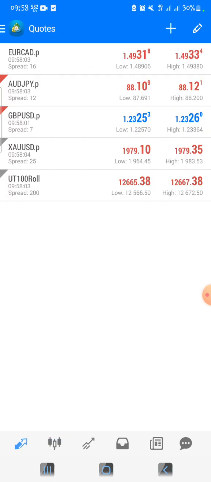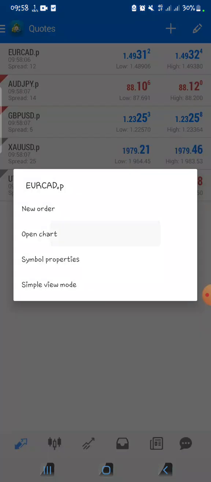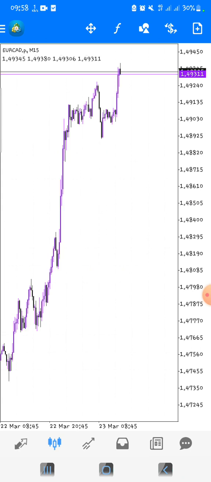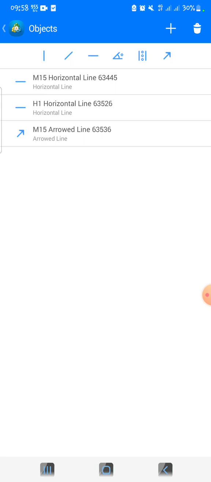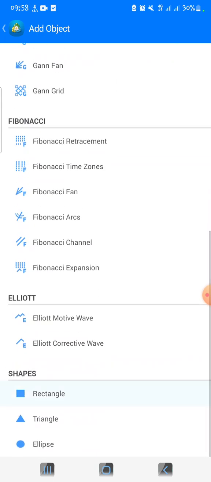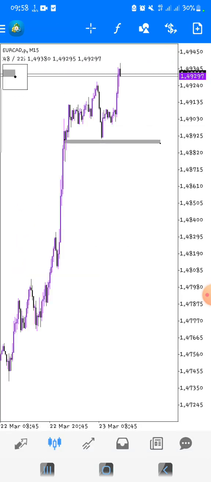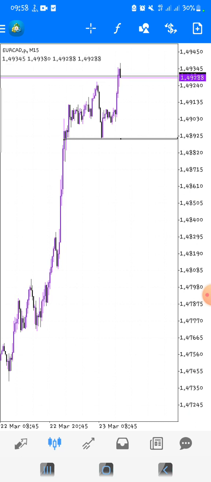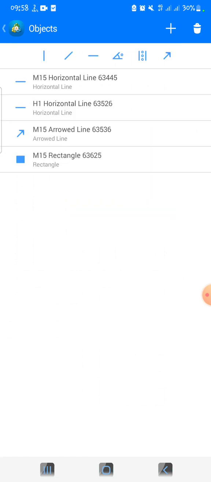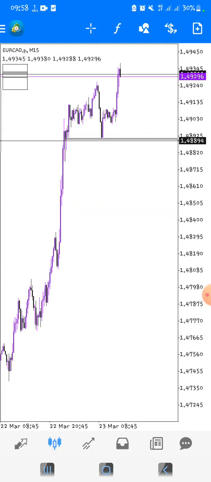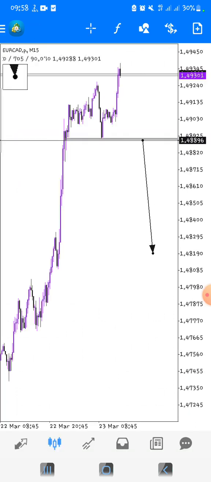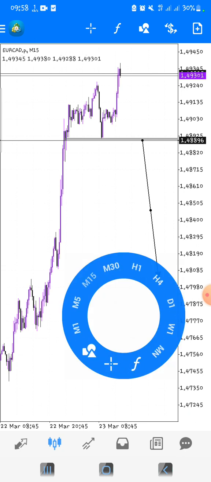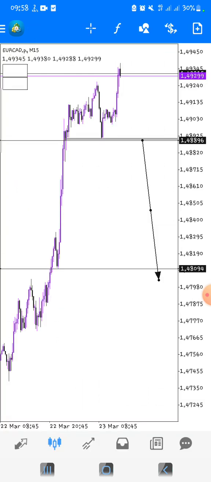Okay, yeah, so let me use Eurocard to illustrate this. So let's say I want to be selling if price breaks below this low. I want to be selling when price breaks that low, and I want to be selling from that point. Okay, and I want to continue trading downwards and take my profit at this point.